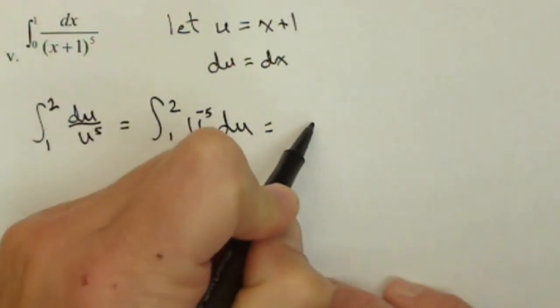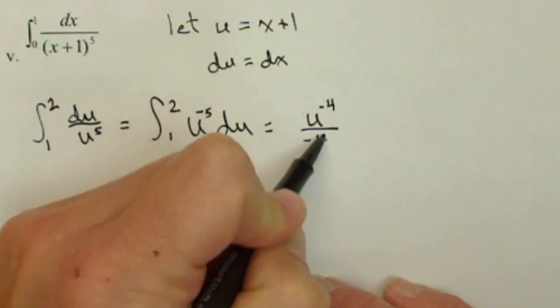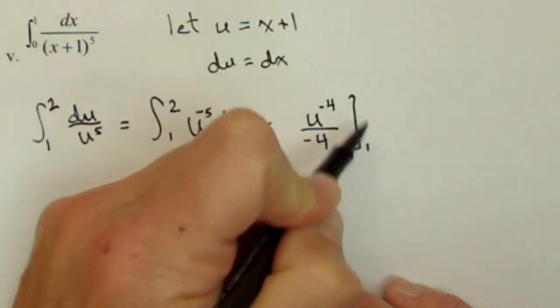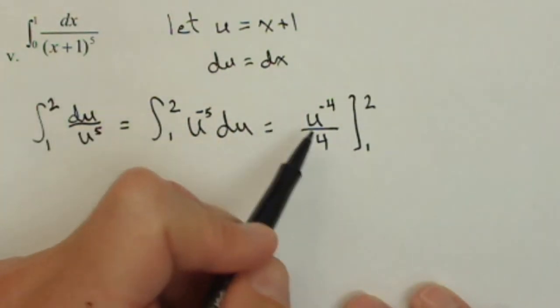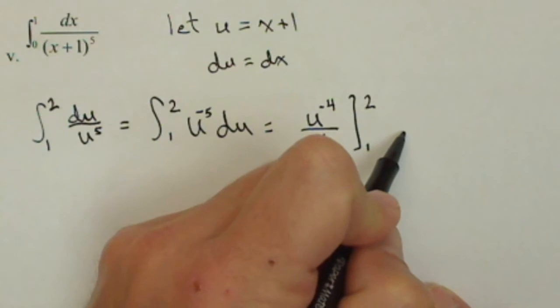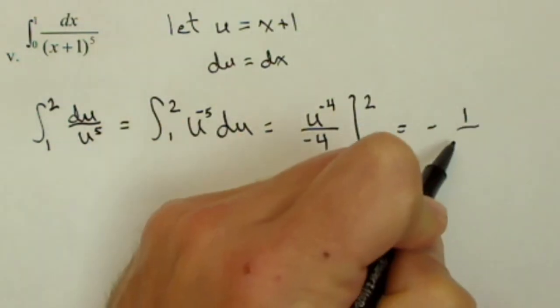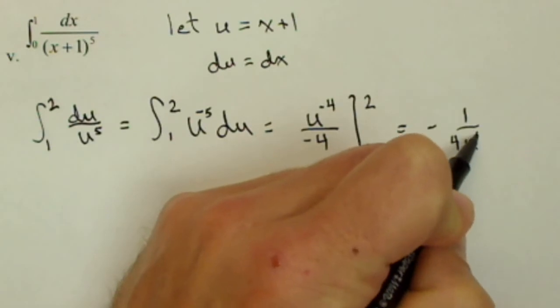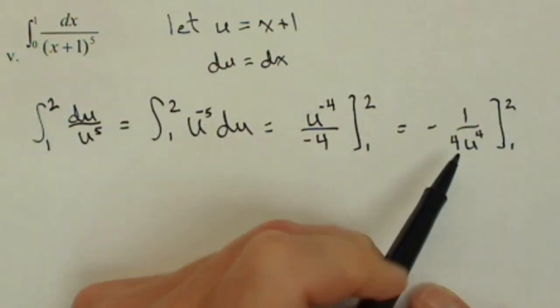So let's find our antiderivative. So we have u to the negative fourth over negative 4 from 1 to 2. And if you want, we can rewrite this back as a positive exponent. So this will be negative 1 over 4u to the fourth from 1 to 2.